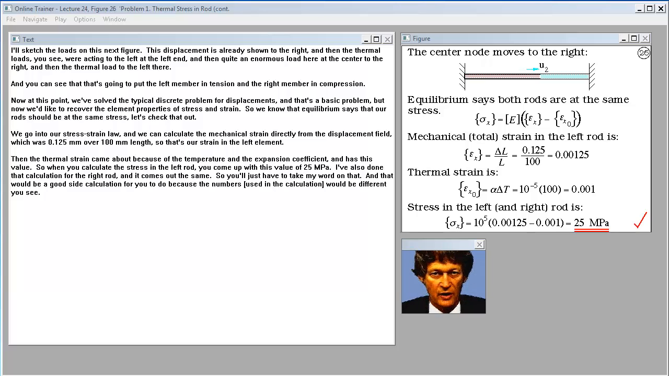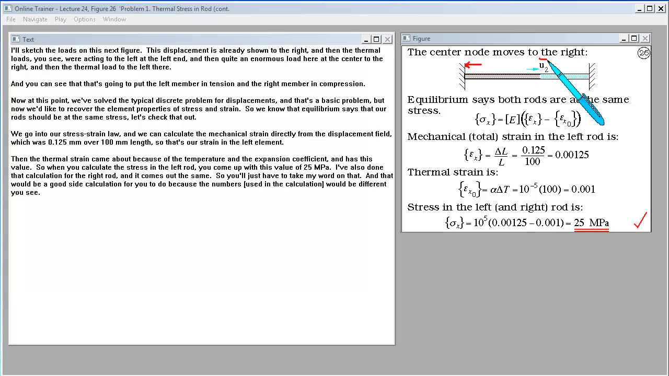I'll sketch the loads on this next figure. The displacement is already shown to the right, and then the thermal loads, you see, are acting to the left at the left end, and then quite an enormous load here at the center to the right, and then the thermal load to the left there. And you can see that that's going to put the left member in tension and the right member in compression.